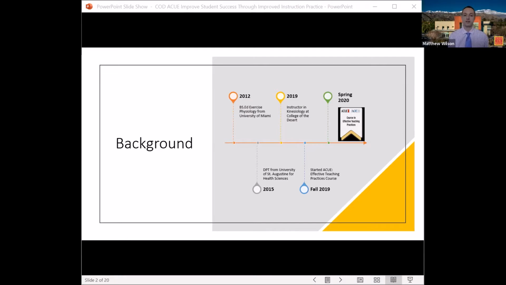So I want to dive in and talk a little about why College of the Desert brought this program to the school, as well as what the details of the program are, what the nuances of it are, and how it can affect your students and your institution to achieve the greatest amount of student success.